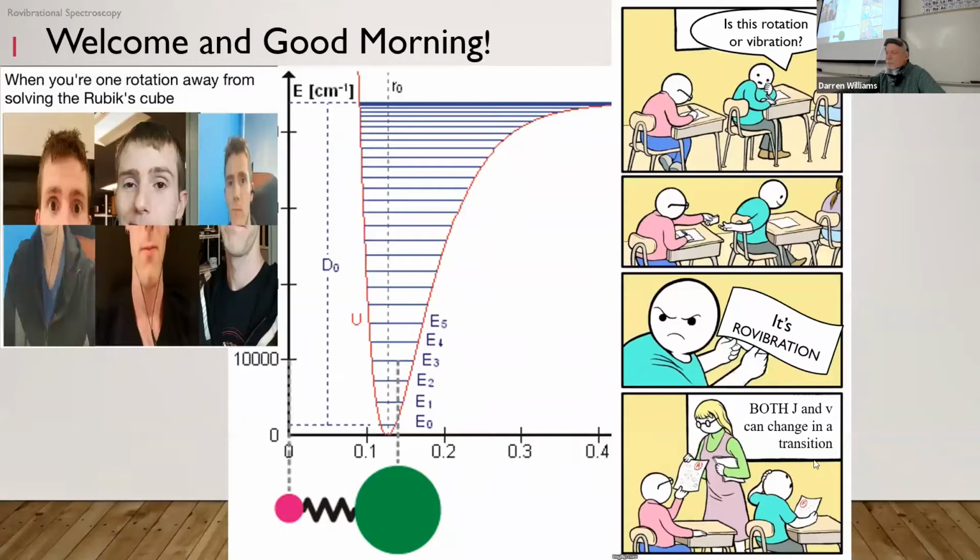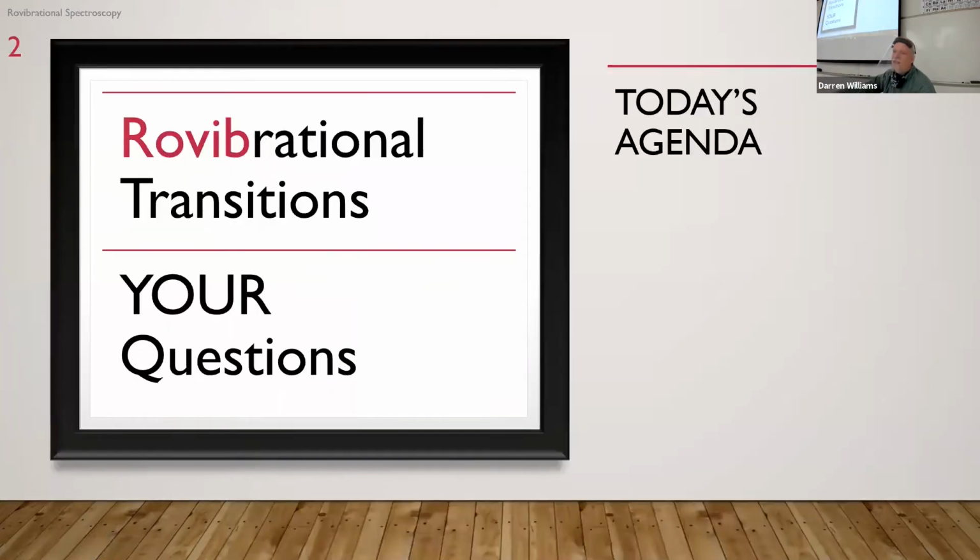So the point is both J and V can change in a transition. And that's what we're going to be talking about today, the rovibrational transition. So let's go ahead and get started. What we're talking about today is the rovibrational transition, the combination of vibration and rotation.